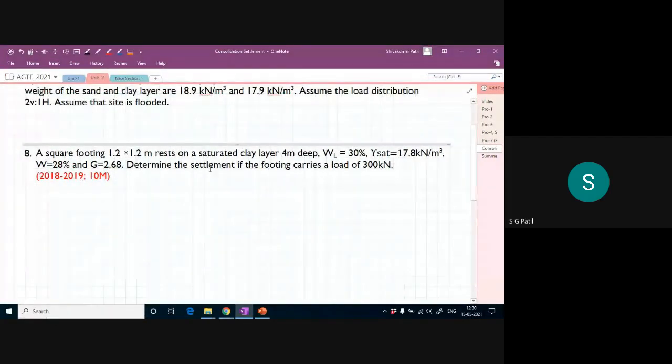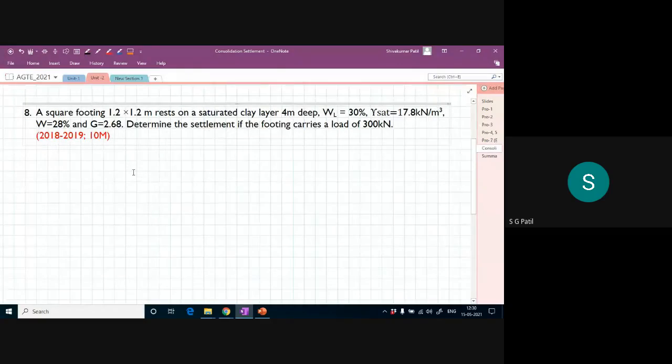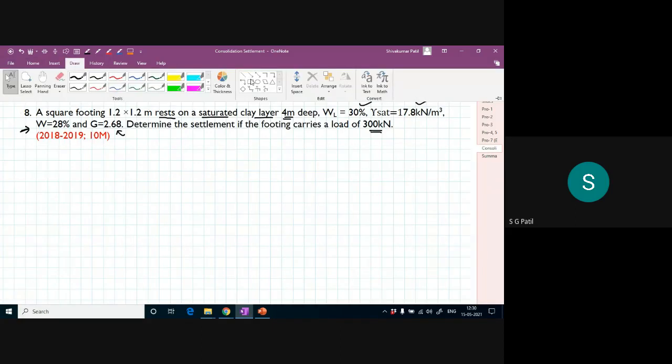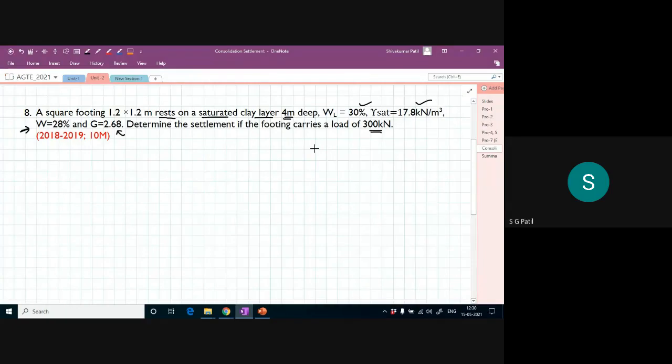Okay, so this problem you see what they are telling. A square footing 1.2 meter by 1.2 meter rests on a saturated clay layer of 4 meter deep and whose liquid limit is 30% and saturated unit weight is 17.8 kilonewton per meter cube and water content is 28% and specific gravity is 2.68. Determine the settlement of the footing which carries a load of 300 kilonewton. So let us draw that first.